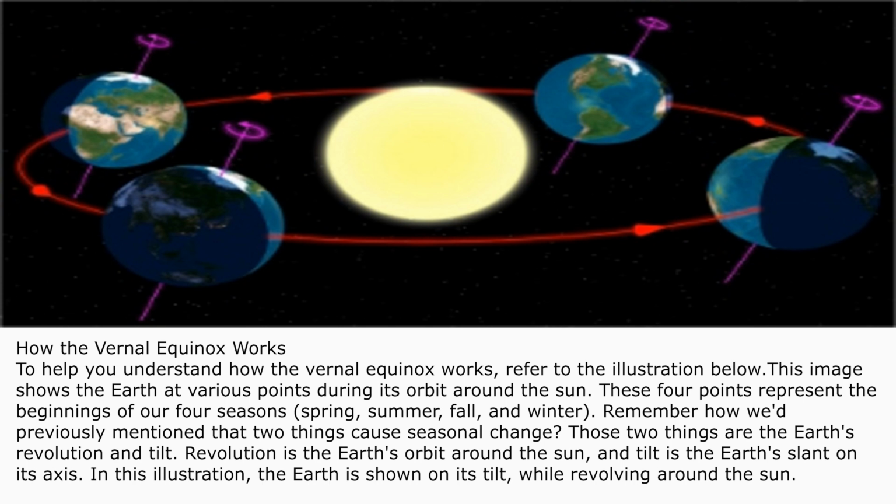Remember how we'd previously mentioned that 2 things cause seasonal change. Those 2 things are the Earth's revolution and tilt. Revolution is the Earth's orbit around the sun, and tilt is the Earth's slant on its axis. In this illustration, the Earth is shown on its tilt while revolving around the sun.